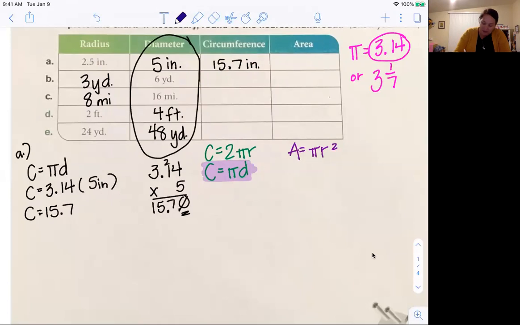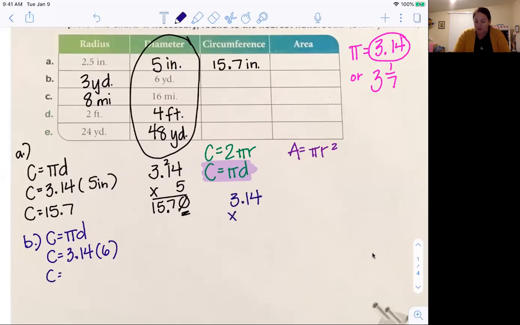Let's go to B. B, we have the same formula, finding circumference. We'll go back and do area. I'd like to do all the circumferences first. Circumference equals pi times diameter. Circumference equals 3.14 times 6 yards in this case. And let's go ahead and solve it.